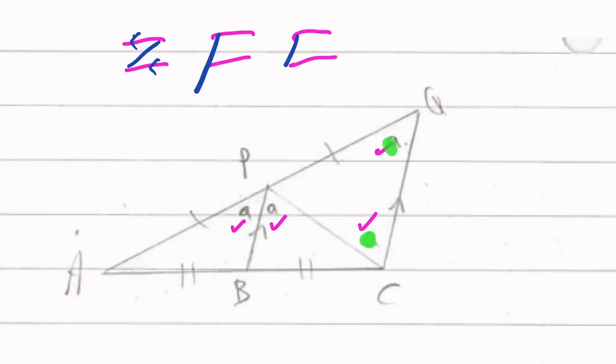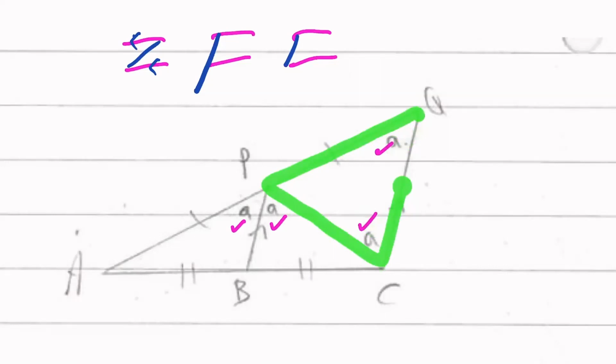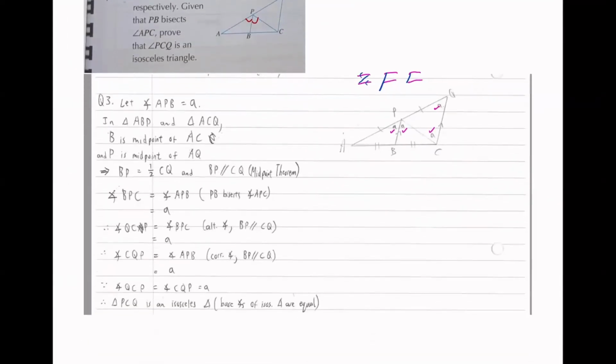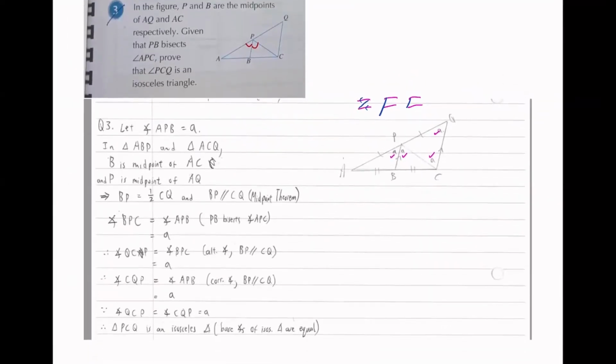So we have shown that these 2 angles are equal. This one is by corresponding angles, and these 2 are by alternate angles. So since these two angles are both equal to angle A, they must be the base angles of triangle PQC. And since they are both equal, PQC must be an isosceles triangle. Okay. I'll leave you to read the solution on your own. Okay, can?